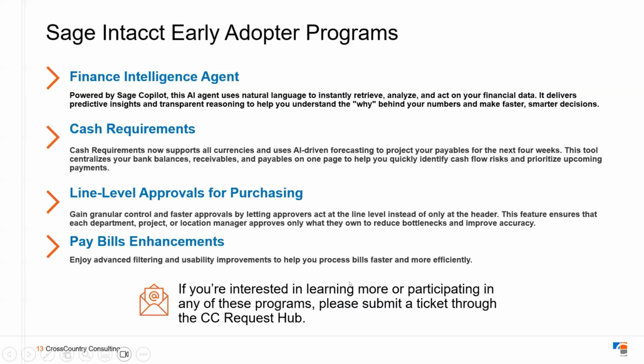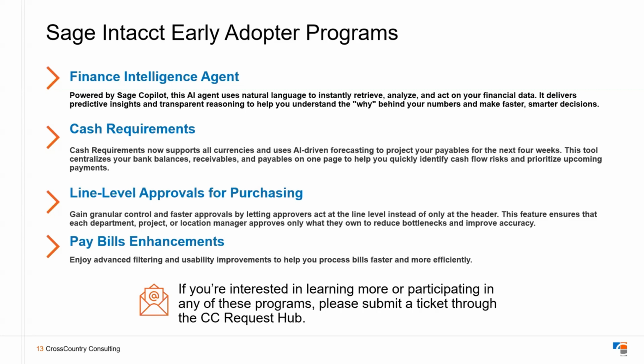Just highlighting some early adopter programs here that are available: the Finance Intelligent Agent, cash requirements, line level approvals for purchasing, and some pay bills enhancements. So if you are interested in learning more or participating in any of these programs, please submit a ticket through our cross-country request hub, and we would be more than happy to see if we can get you signed up for the early adopter program or provide any additional information you might need.